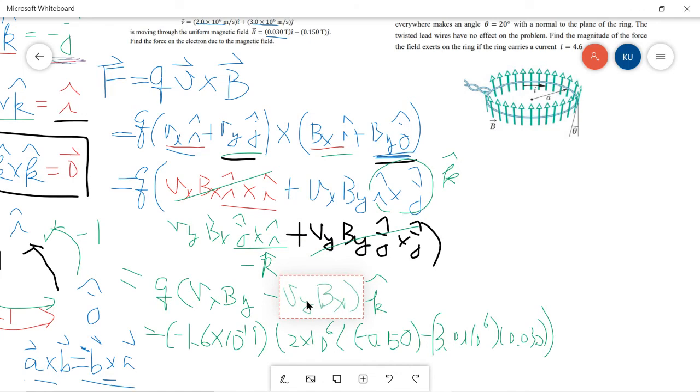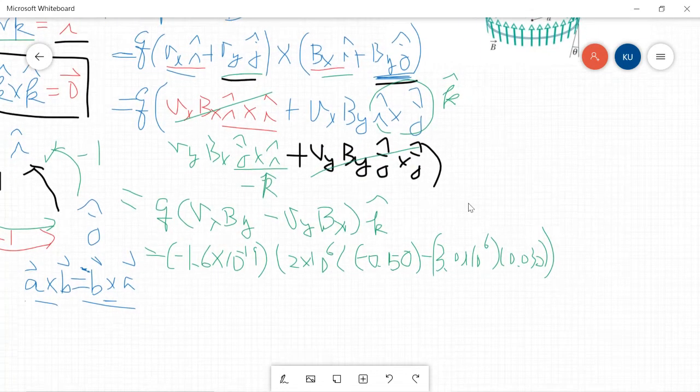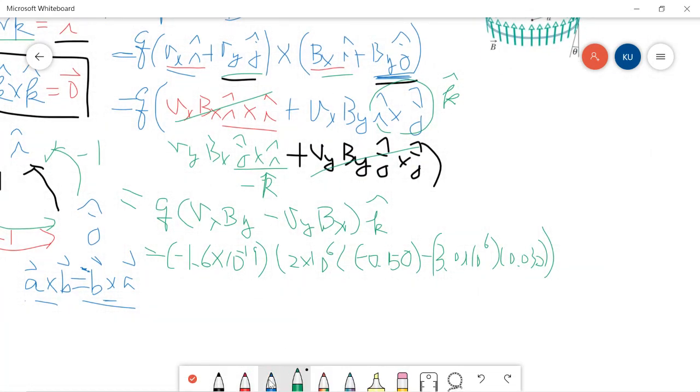So finally we can just use a calculator to find that the answer will be 6.2 times 10 to minus 14 Newton times k vector. So this is the answer for question 1.